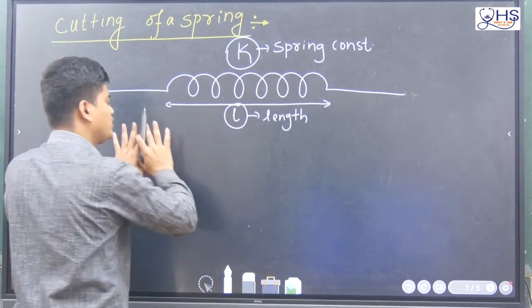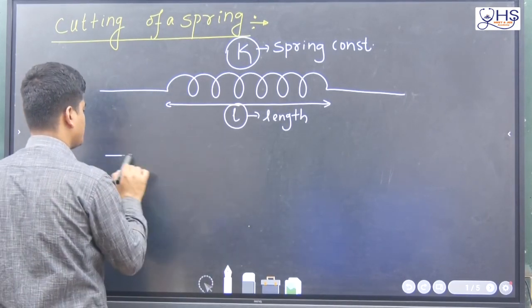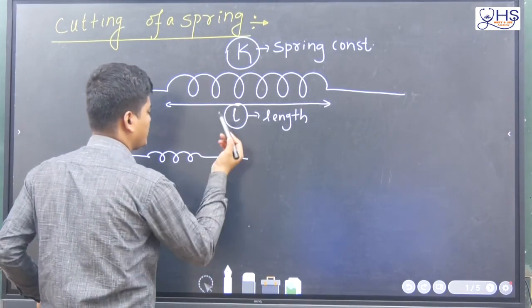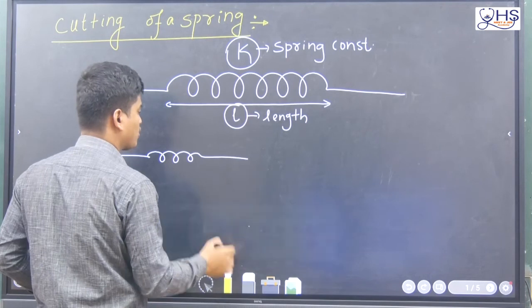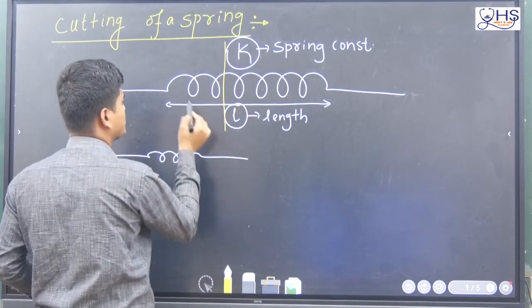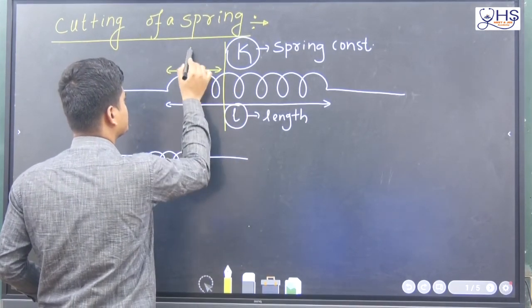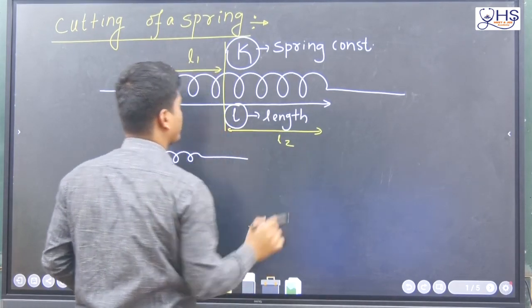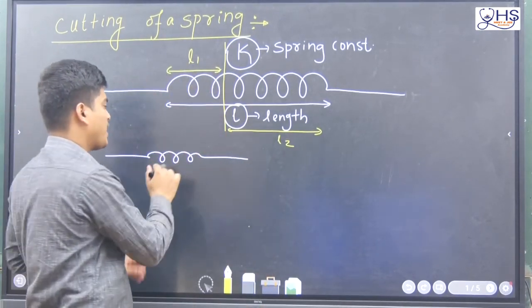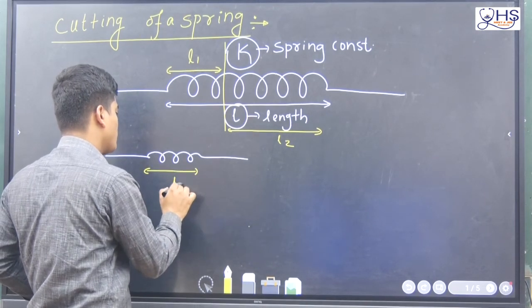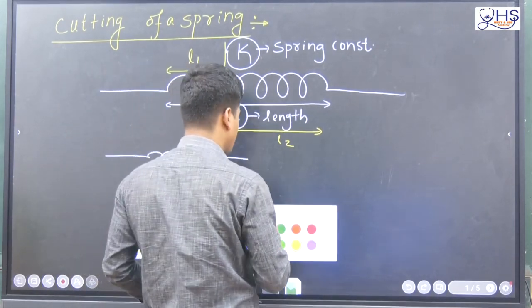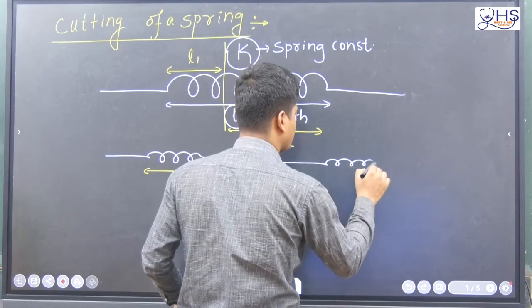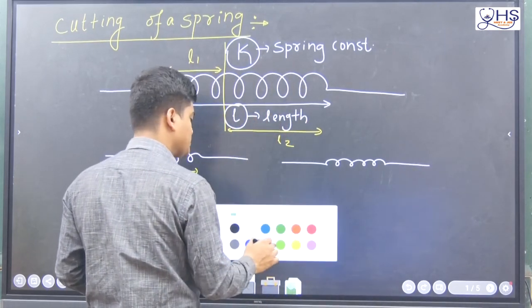Now suppose you are cutting it into two parts. Suppose here the same spring you are cutting. You can cut it arbitrarily. Suppose you are cutting from here, and from here to here your length is L1 and from here to here your length is L2. So here this length is L1 and this length is L2.